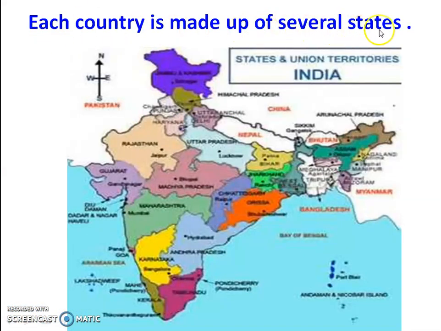Each country is made up of several states. This is our India. India too is made up of several states and union territories. In our India there are 28 states like Maharashtra, Karnataka, Andhra Pradesh, Madhya Pradesh, Gujarat, Rajasthan. Likewise there are 28 states and 8 union territories.